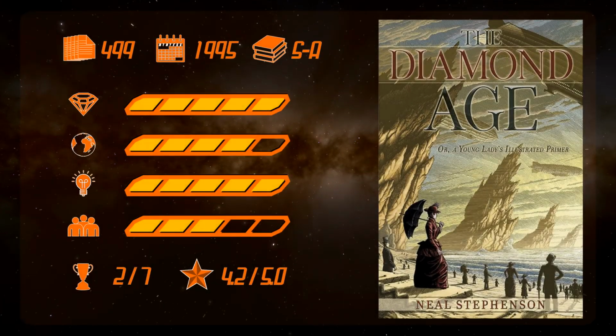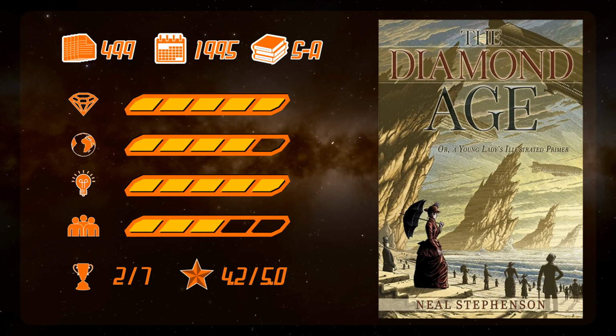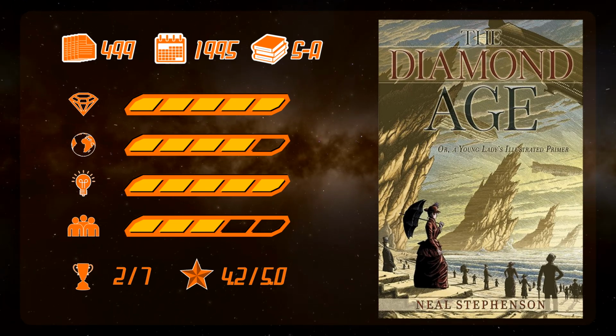The Diamond Age is another of Neal Stephenson's standalone novels. Published in the year 1995, this 499-page-long epic was hot on the heels of Neal Stephenson's claim to fame, his cyberpunk satire Snow Crash, which itself was published in the year 1992.